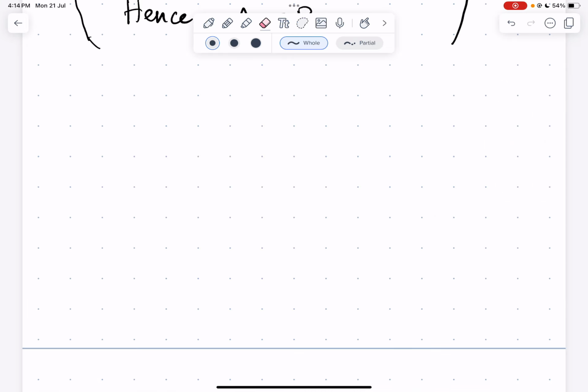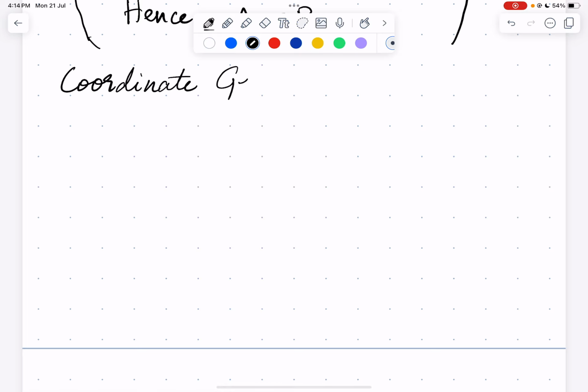Let's continue. We'll study coordinate geometry. So first we'll study coordinates.